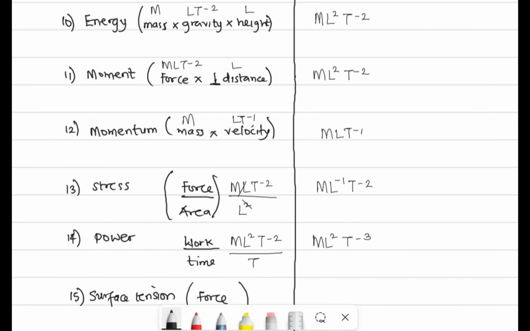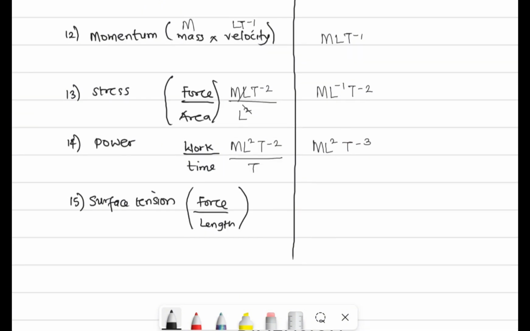And the last one we have here for our study is force over length. And we know force now. Force is M L T minus 2 over length L. L cancels out L. We have M T minus 2.